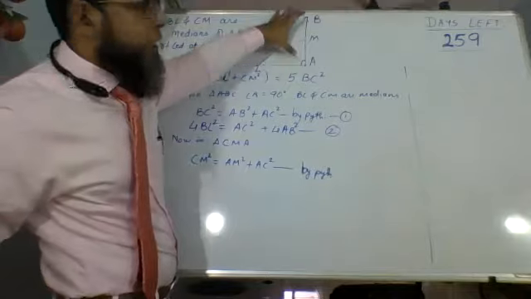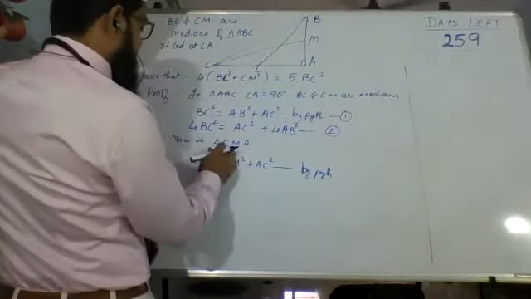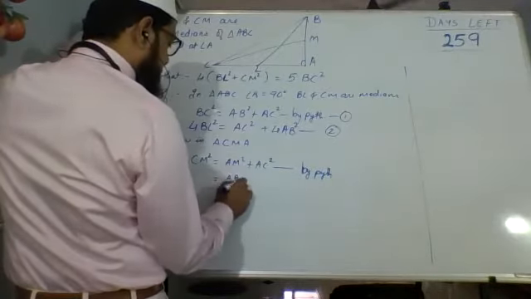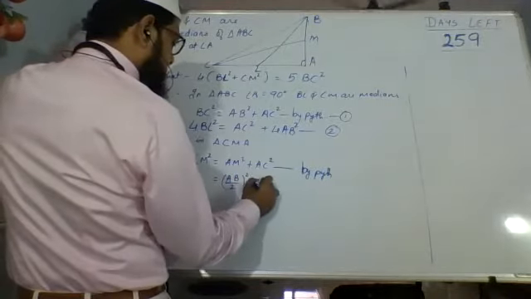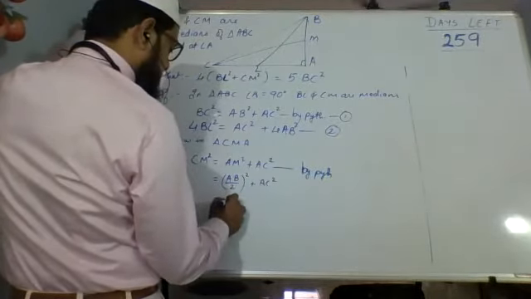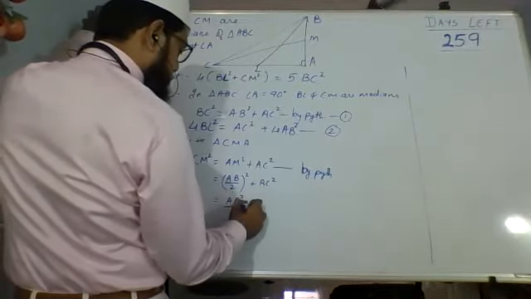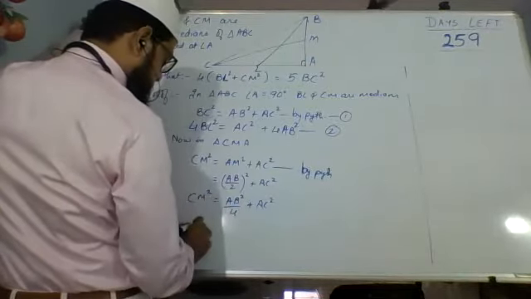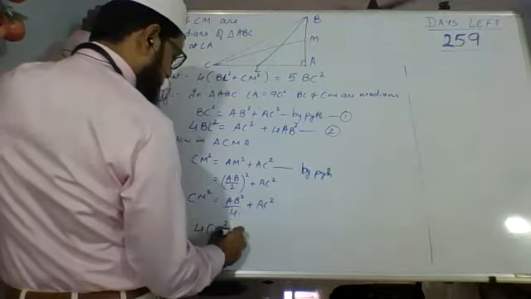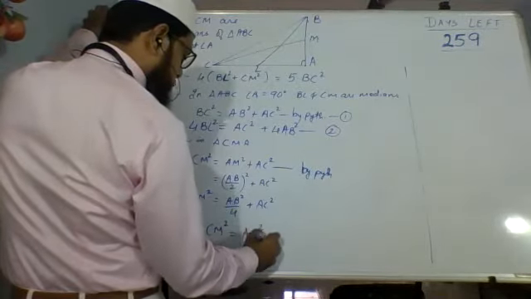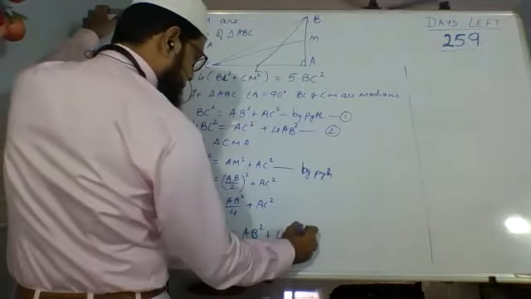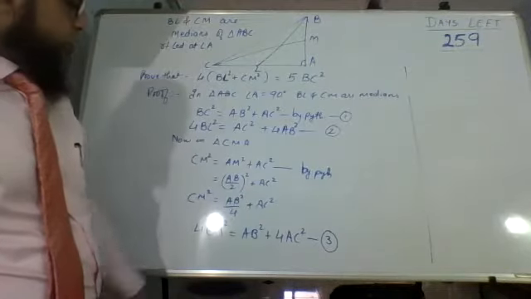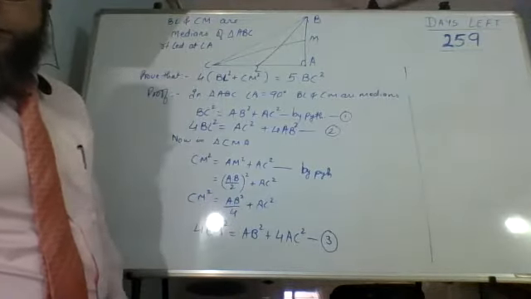In place of AM, I'll write half AB. So in triangle CMA, CM square equals AM square plus AC square, which is AB upon 2 the whole square plus AC square, that is AB square upon 4 plus AC square. This is CM square. Further, when I expand this, 4 CM square equals AB square plus 4 AC square. Call this 3.